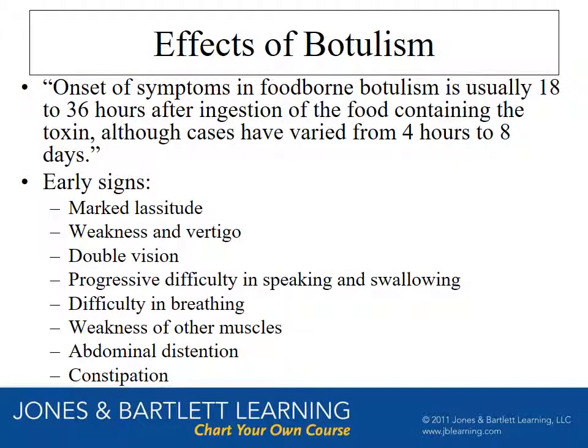After consumption of food contaminated by the toxin produced by the bacteria, within 18 to 36 hours, people will have very specific signs: weakness, vertigo, and typically progressing paralysis, where there's difficulty in speaking and swallowing, ultimately in breathing, and there may be other things. So this happens quite rapidly.